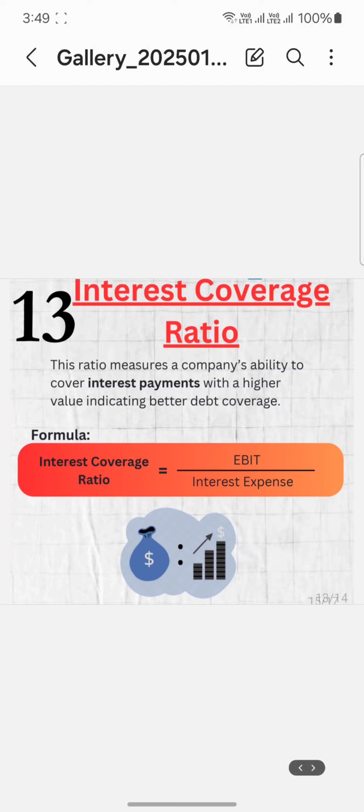The next ratio is the interest coverage ratio. This ratio measures a company's ability to cover interest payments, with a higher value indicating better debt coverage. Higher the ratio, better the debt coverage. Lower the ratio, lower the debt coverage. The formula for calculating interest coverage ratio is EBIT, that is earnings before interest and taxes, divided by interest expenses.